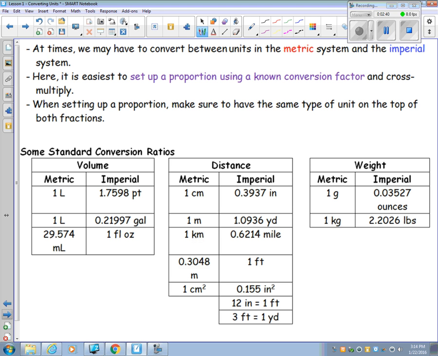Here, we kind of need to know some conversion factors. So I've given you a table which has some consistent ones. We're going to use these ones in today's lesson. If we come across things we're not so sure about, we could always look up a conversion factor on the internet. And there's lots of conversion calculators there too. We're just going to learn where the math comes from today.